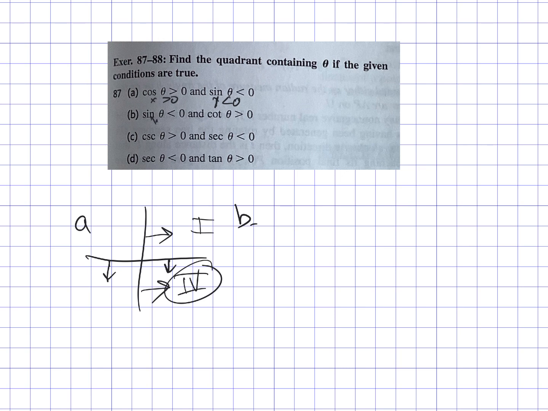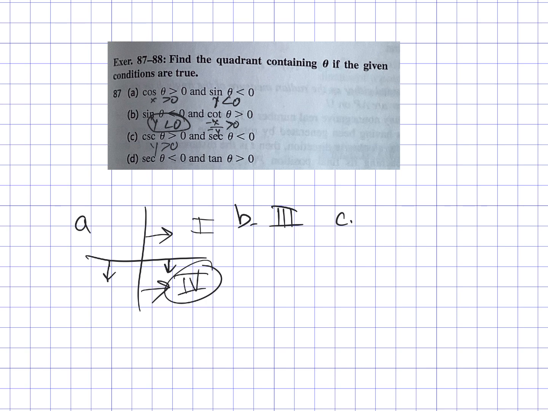B, the y value is negative. Cotangent is x over y, which is positive. For a fraction to be positive, both of them are negative or both of them are positive. Since we already know that y is negative, that means they both have to be negative. And where are they both negative? In the third quadrant. Cosecant is the same as 1 over sine, so it's the y value.